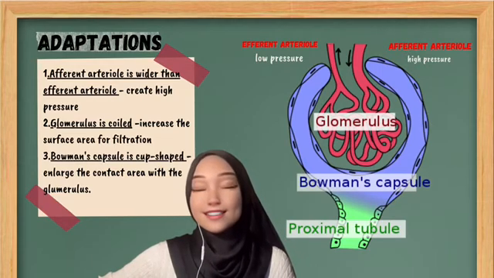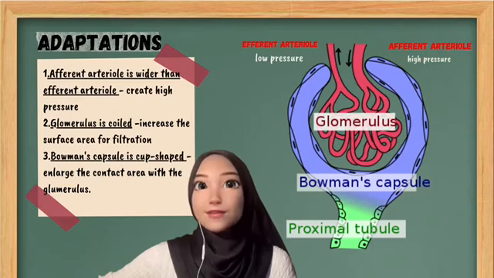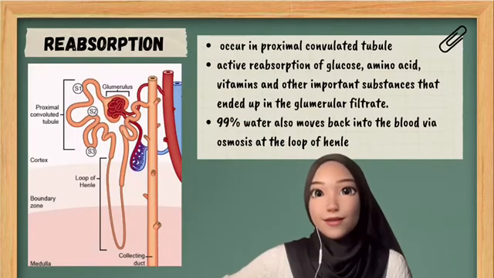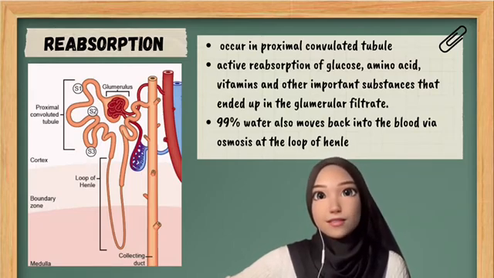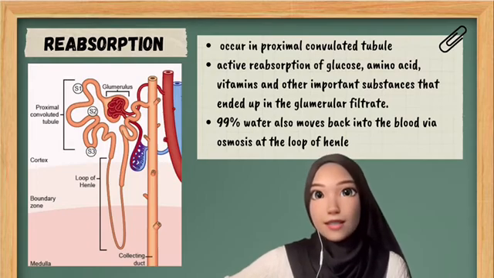Done with the ultrafiltration process, moving on to the second step of the urine formation, which is the reabsorption process. Reabsorption process occur in proximal convoluted tubule. So what happened in here is that active reabsorptions of glucose, amino acid, vitamins, and other important substances that ended up in the glomerular filtrate. And 99% of water also move back into the blood via osmosis at the loop of Henle.